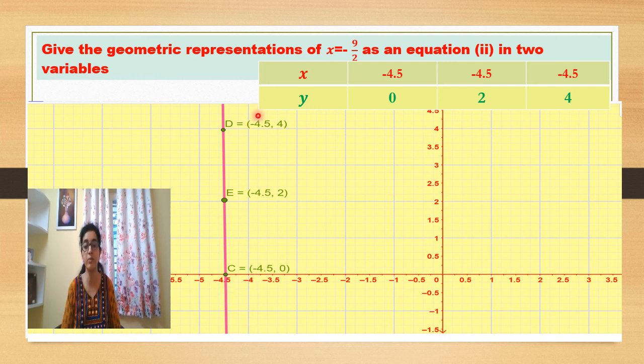But when we talk about the y coordinate, you can see that when we are moving upwards towards the north, each time we are changing the points on the y-axis. First point is 0, the second is 2, then 4. It means the y coordinate keeps on changing, but the x coordinate remains constant. Such lines are always parallel to the y-axis. When x is given, then it is parallel to the y-axis.